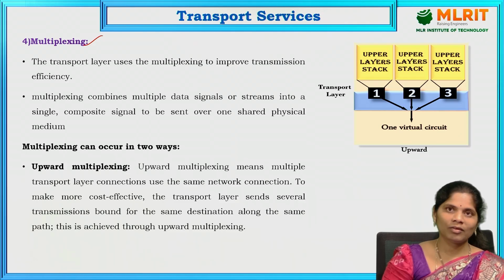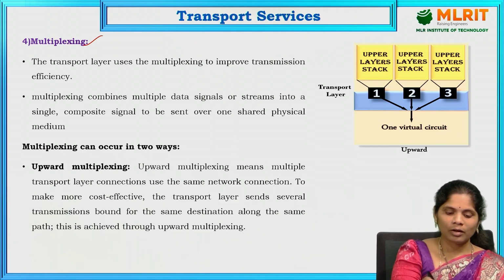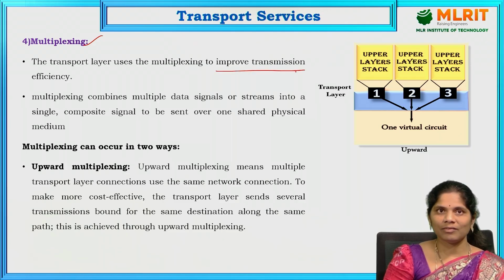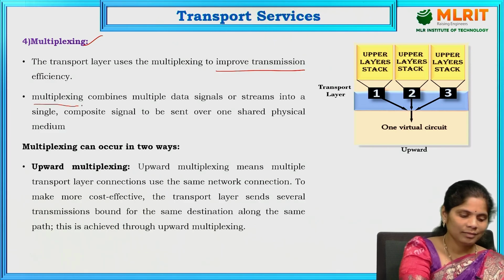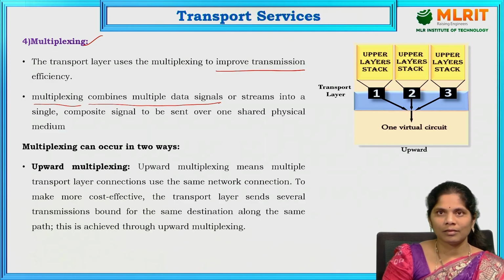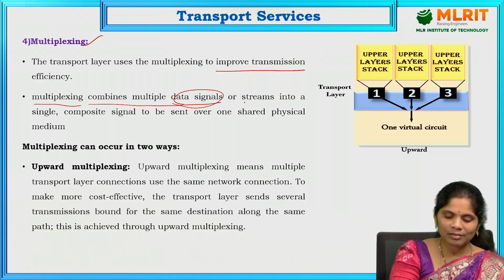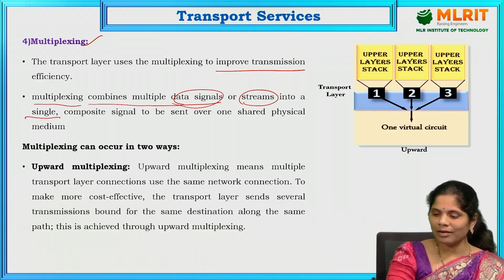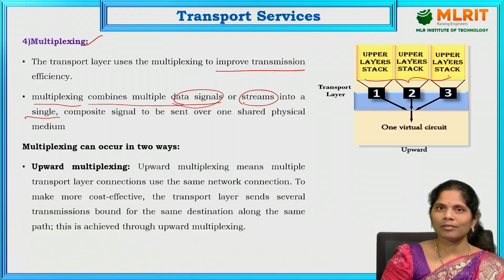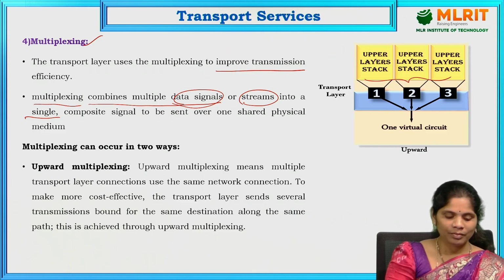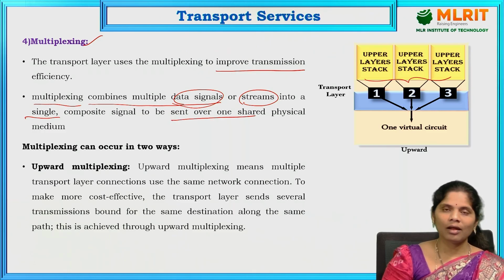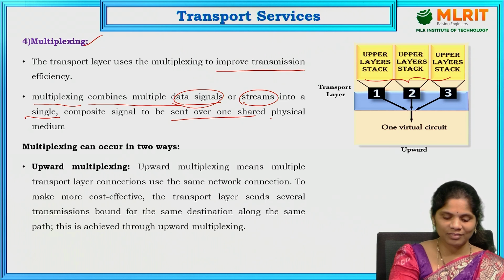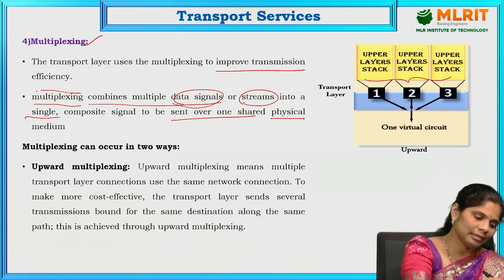So this is one of the services of the transport layer to improve the transport efficiency. Here, multiplexing is about combining multiple data signals or streams into a single signal that can be sent over a single shared medium. A single shared physical medium is nothing but multiplexing.